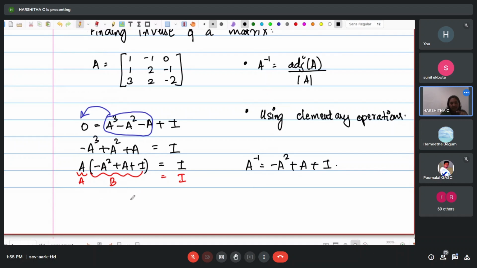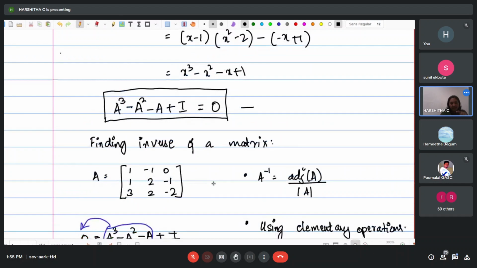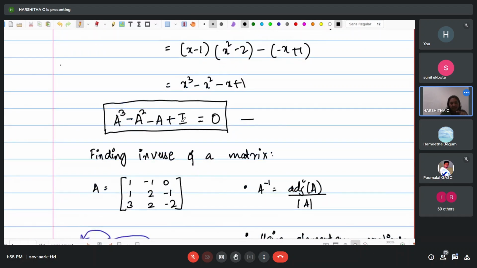So B is A inverse. B equals A inverse. So let's go back and see what allowed us to do this. What allowed us to do this is we have an identity matrix sitting here.